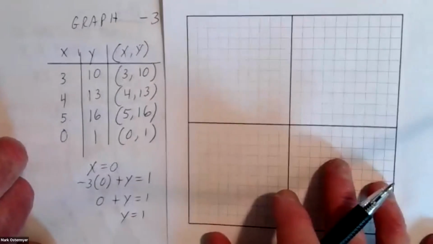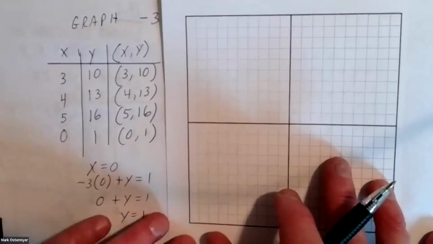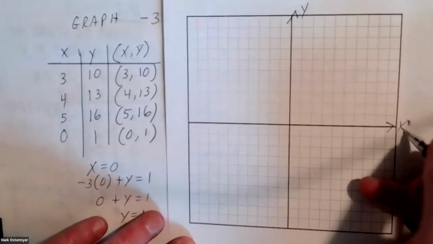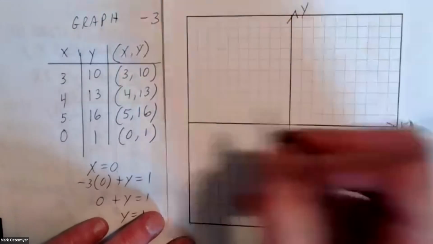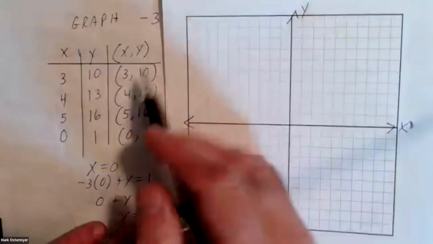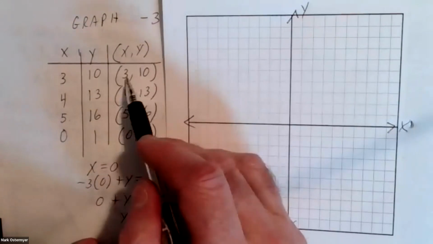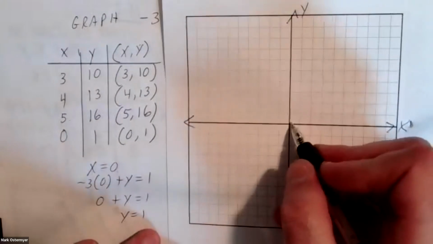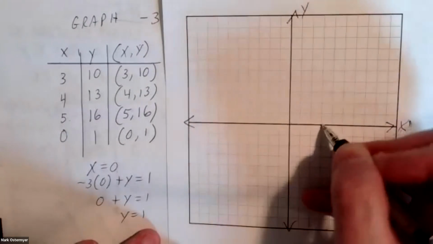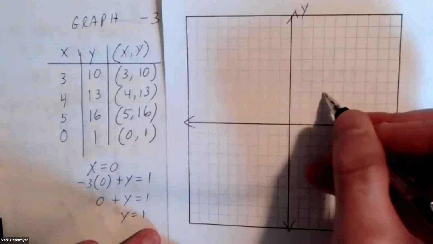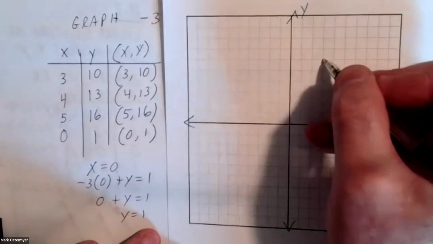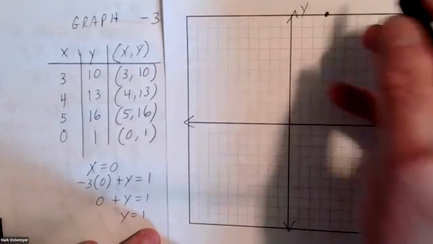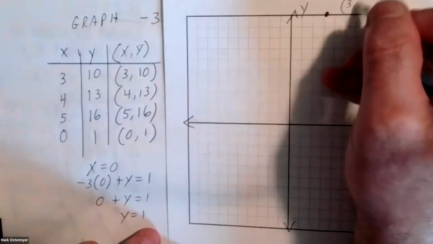So ladies and gentlemen, I'm going to plot these points in the xy plane here. There's my y-axis. Here's my x-axis. How do I plot (3, 10)? I start at the origin, I move 3 to the right on the x-axis, then I move up 10. Here we go. 1, 2, 3, now up 10. 1, 2, 3, 4, 5, 6, 7, 8, 9, 10, way up there. That's (3, 10).